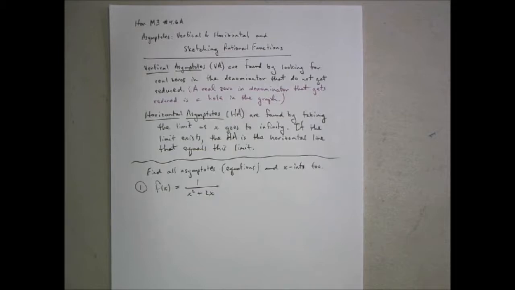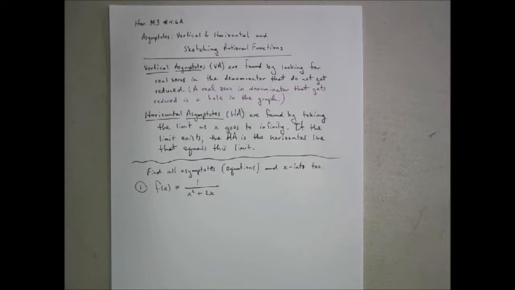Okay, objective 6A, we are finding asymptotes. We'll be focusing on vertical asymptotes and horizontal asymptotes in this lesson. Eventually, in the next lesson, we will also be looking for slant asymptotes.